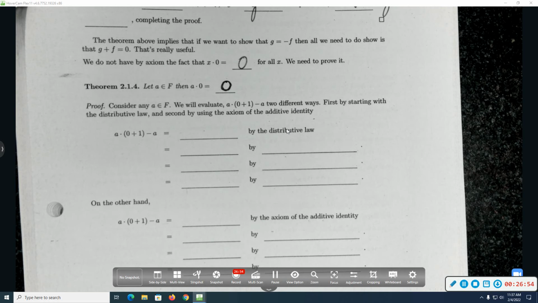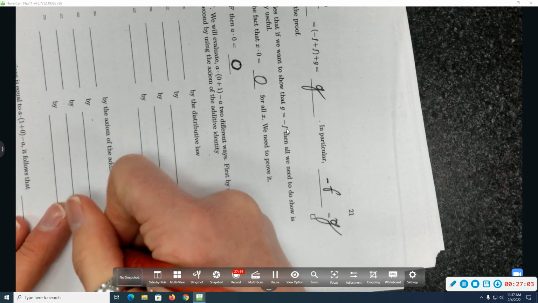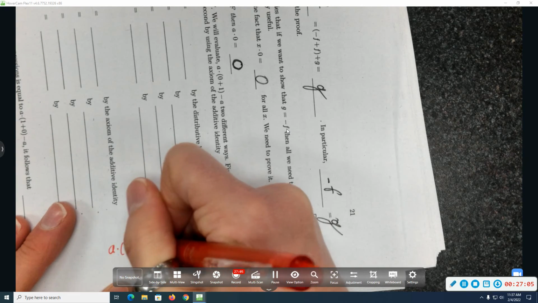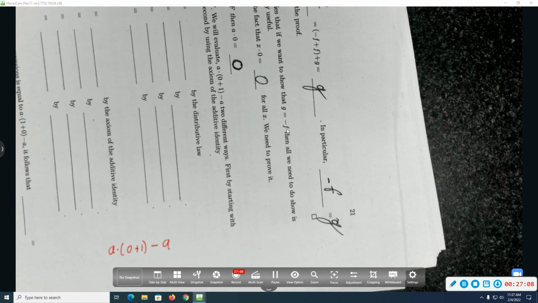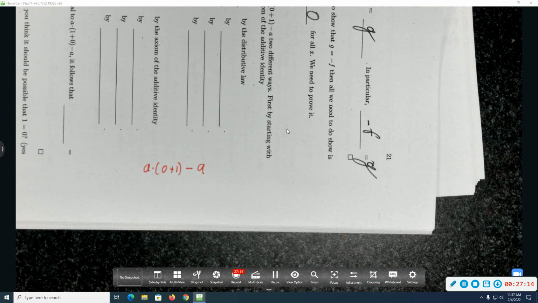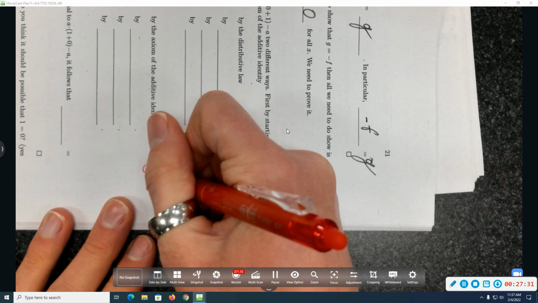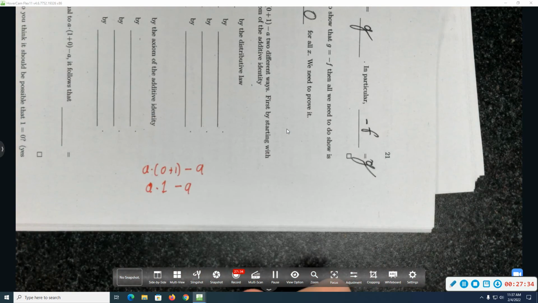Now let's do it. A times 0 plus 1 minus a. And let's just evaluate that somehow, and then we'll evaluate it in a different way. How would you want to evaluate that expression? What's the first thing you would want to do? I want to simplify the 1 and 0. You want to simplify the 1 and the 0 by saying 0 plus 1 is equal to 1. Nice. What next?